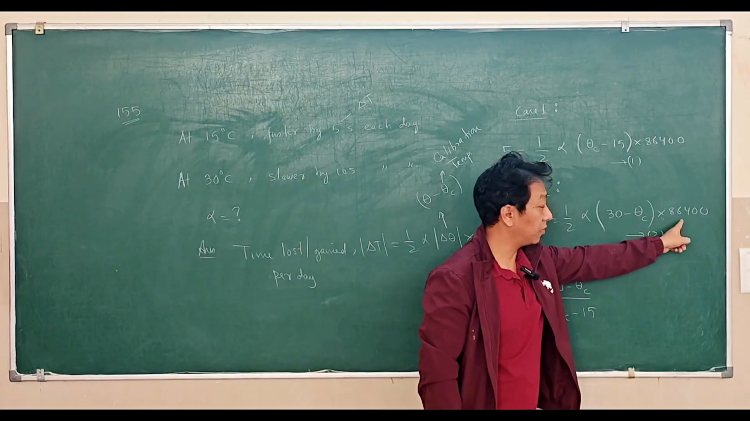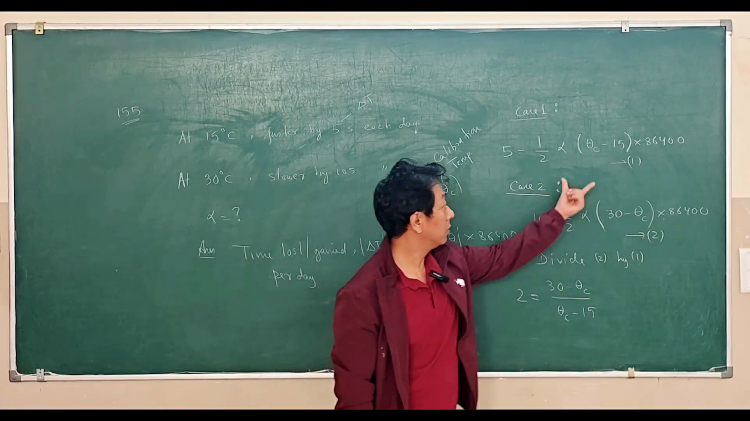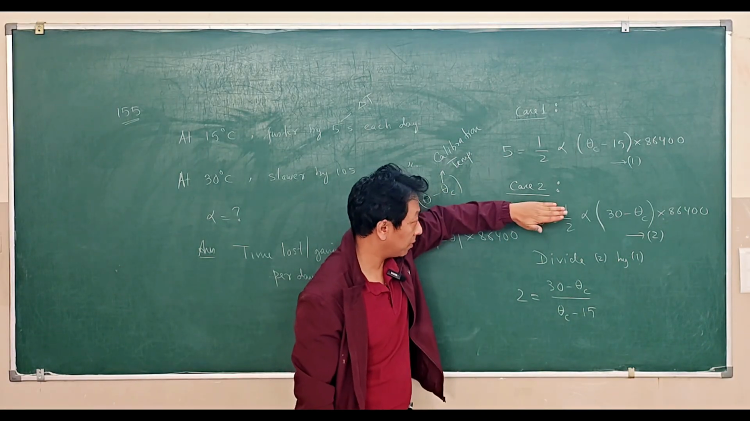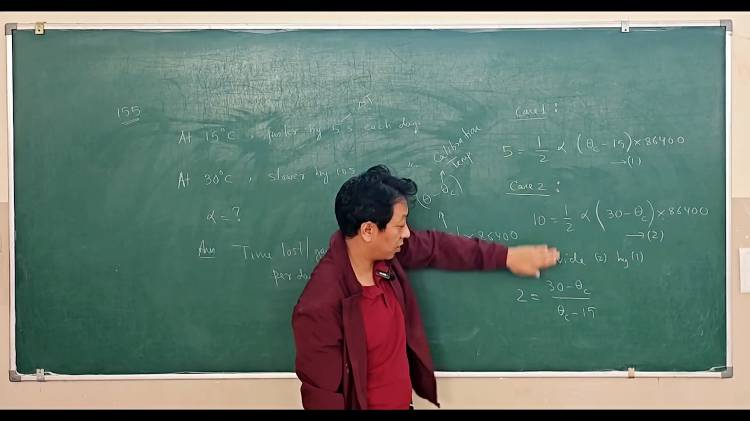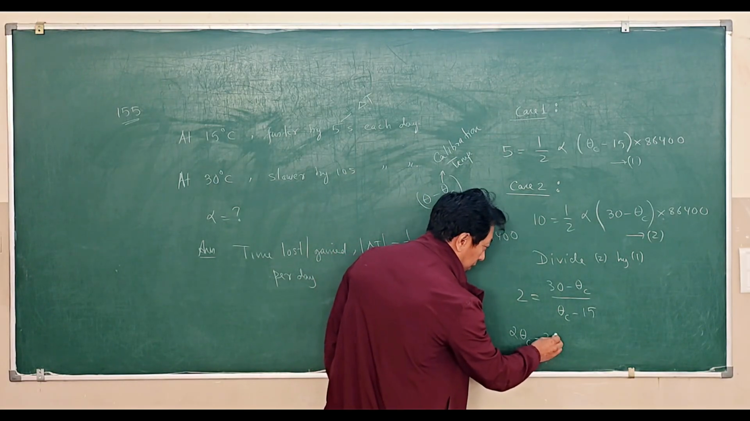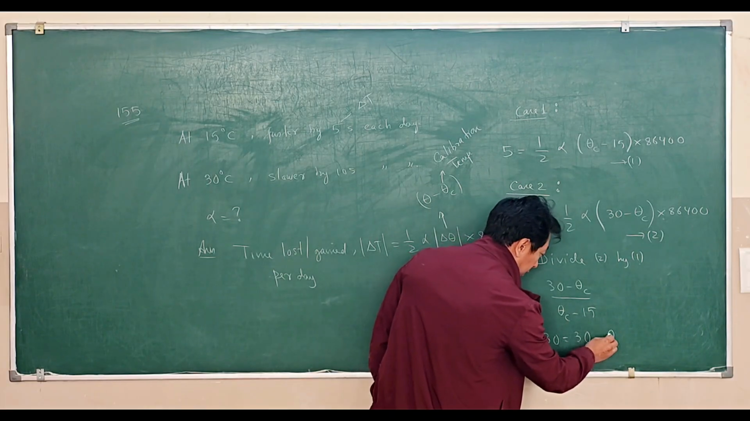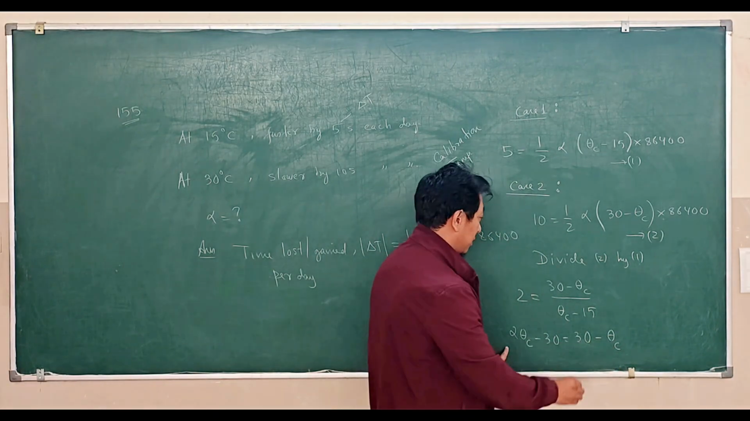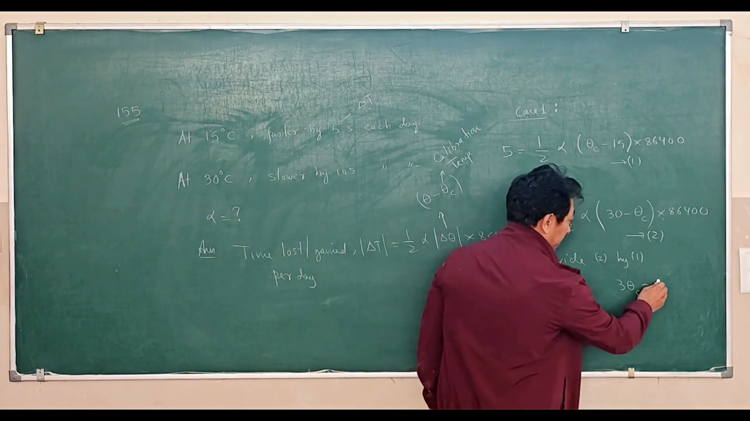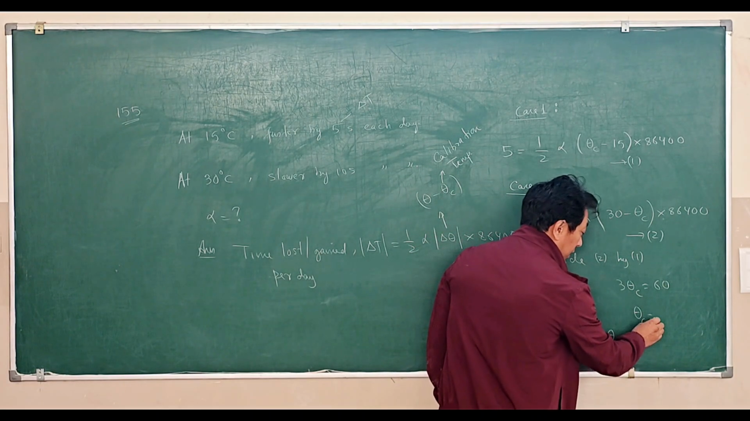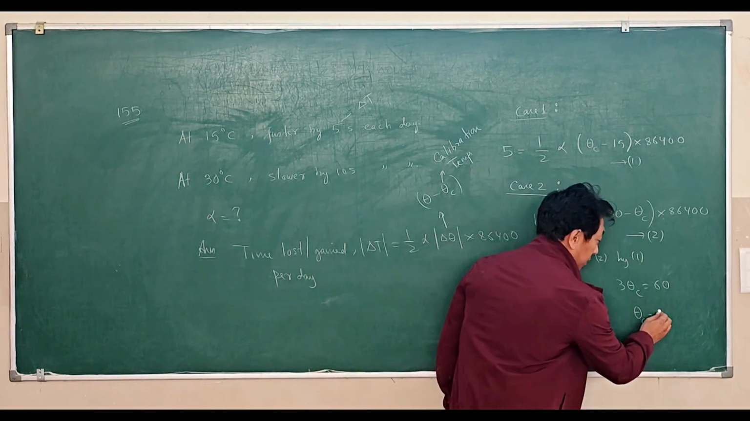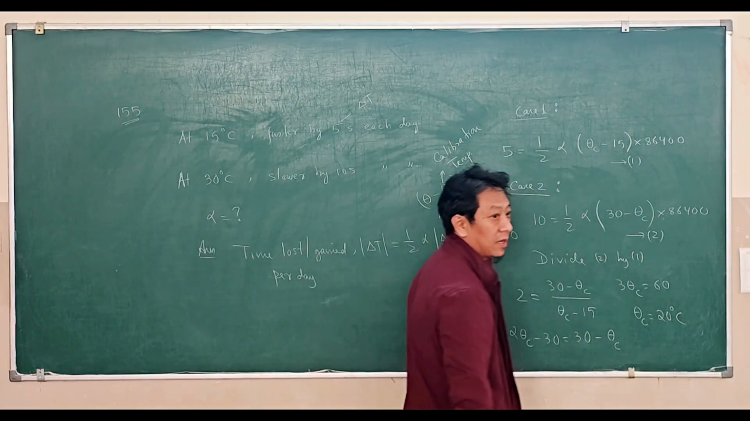8640, 0 will cancel with this 86400. So this ratio will be left on the right side and here 10 by 5. Remember I am doing this by this, bigger number by smaller number. Now cross multiply. 2 theta c minus 30 is 30 minus theta c. Bring minus theta c this side. So 3 theta c will be equal to minus 30 will go there 60. So what was the temperature at which it shows the correct reading or correct time? How much? 20 degree Celsius.